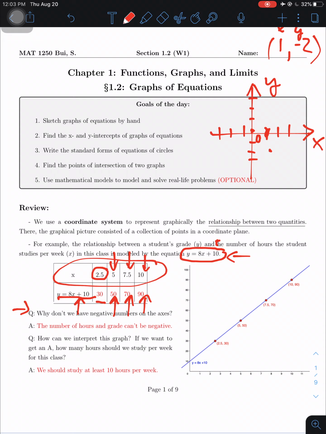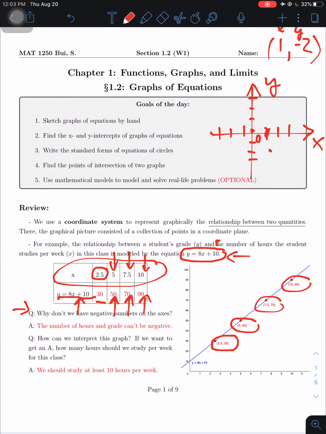So the first point that we got in here is 2.5 for x and 30 for y. As I said from the beginning, we're not going to mix up the order between x and y. X is always the first coordinate, the first number you write on the point, and then y is always the second number of the point. Don't ever write y first and x second. That's wrong, okay? That's a big no-no. And we're going to repeat the same process for the second point, the third point, and also the fourth point, okay?